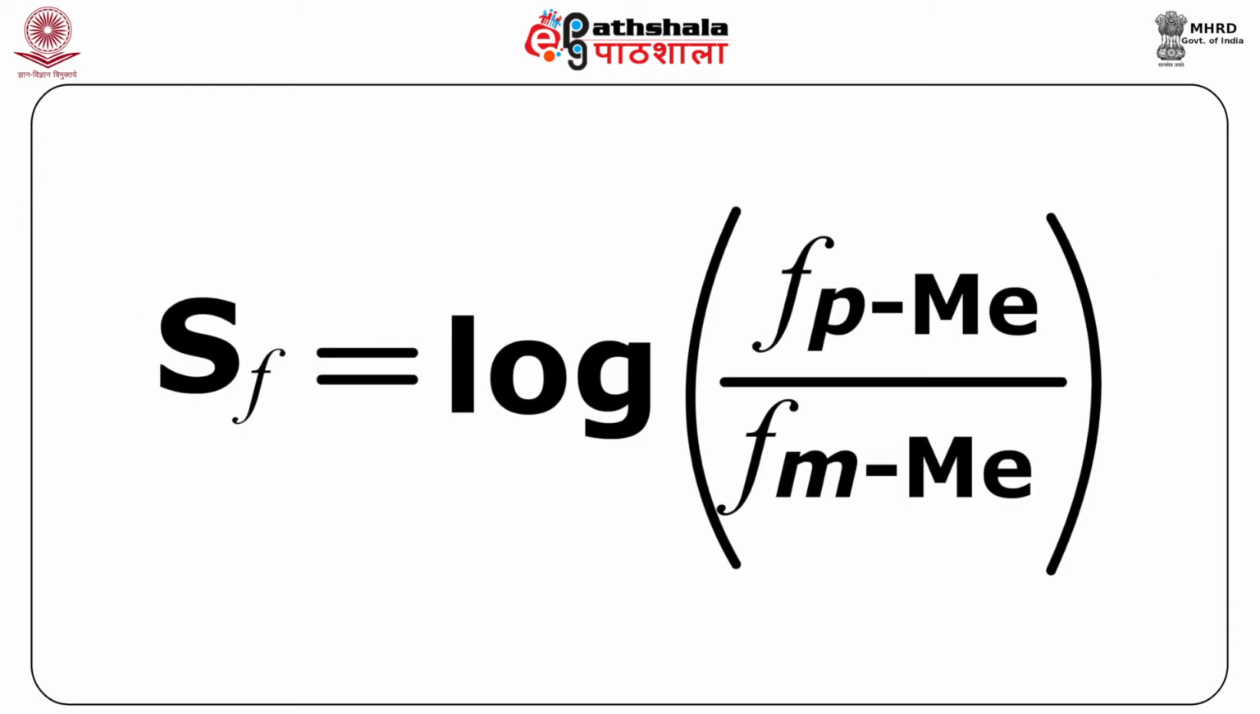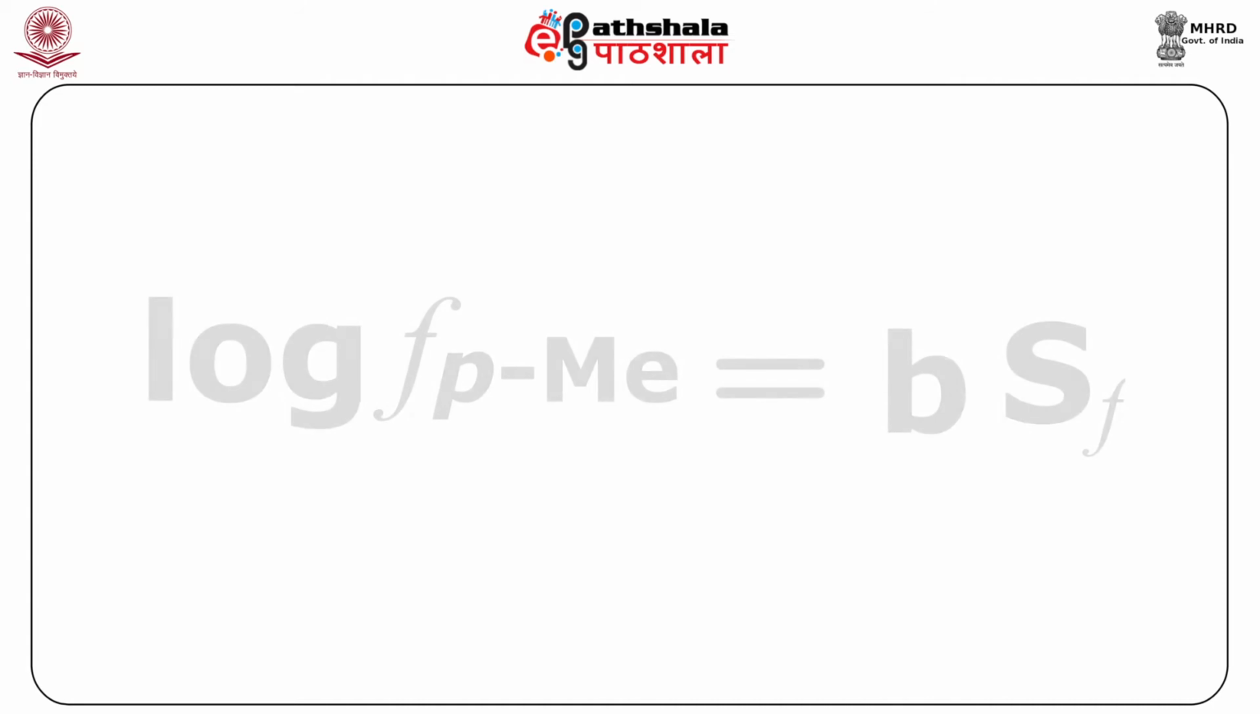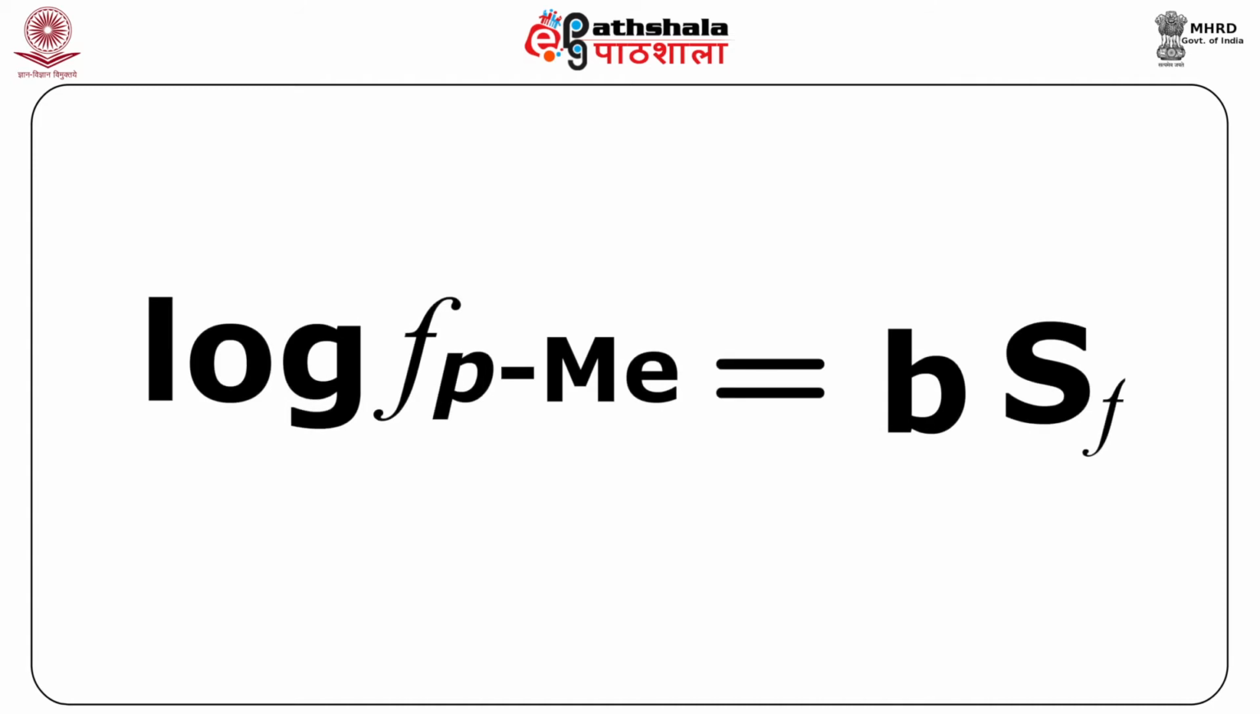Now by defining the selectivity factor SF as SF is equal to log of F of paramethyl divided by F of metamethyl, the former equation becomes log of F paramethyl is equal to B SF. This equation is now similar to the Hammett rho plus sigma plus equation, B being a parameter whose value depends on the values of sigma plus for meta and paramethyl groups.